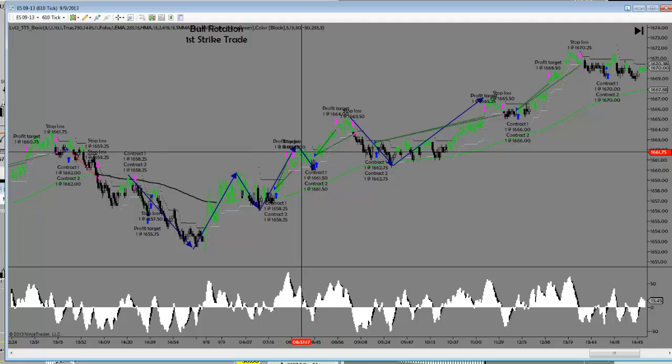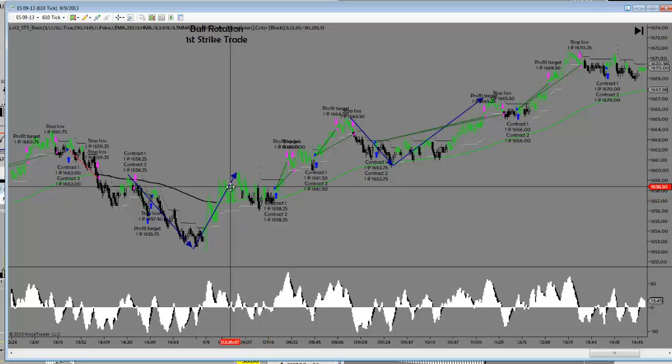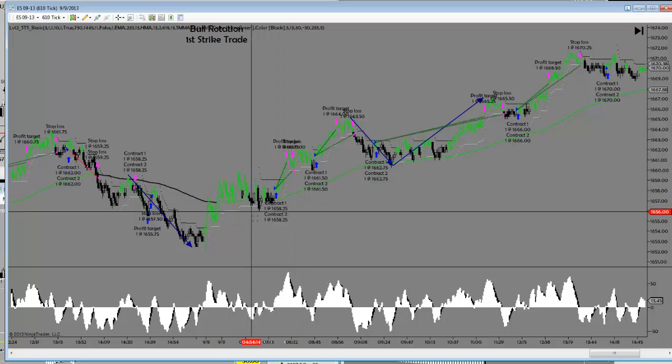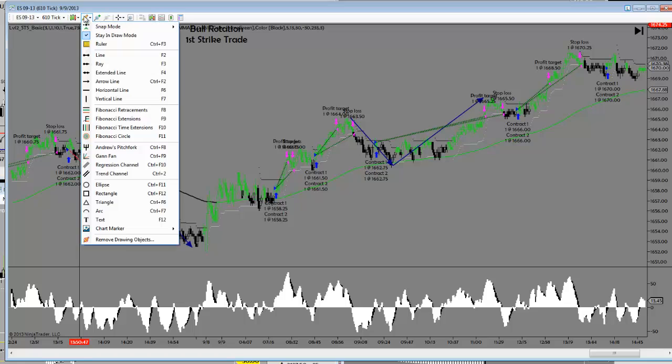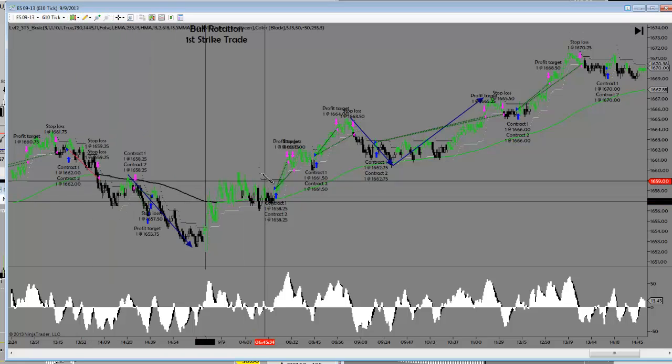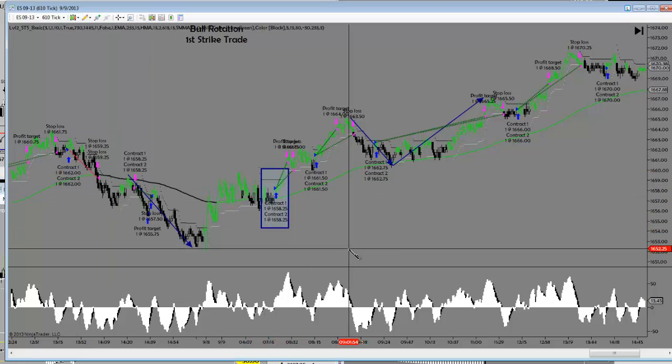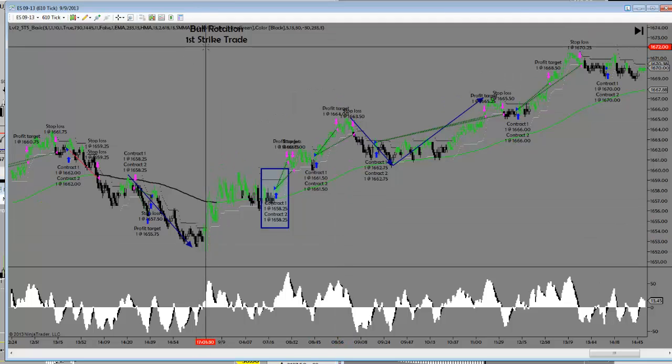Now, two different types of signals. This signal right here that takes place after the pullback is my classic buy 2, buy 4. Okay, so what does that mean?